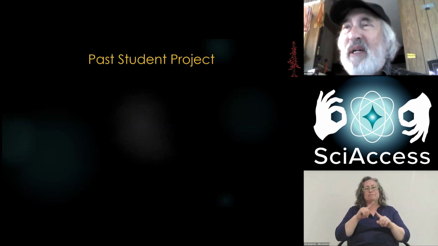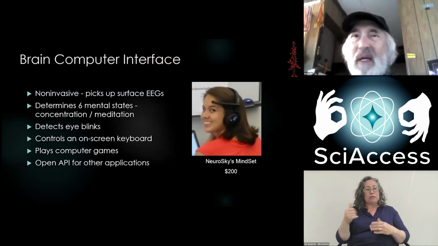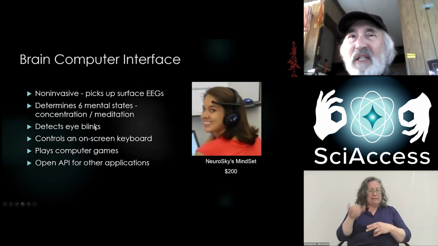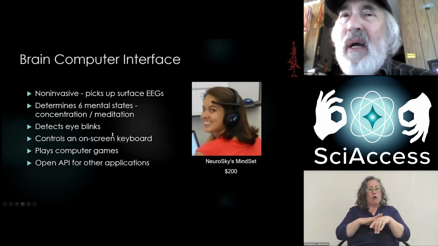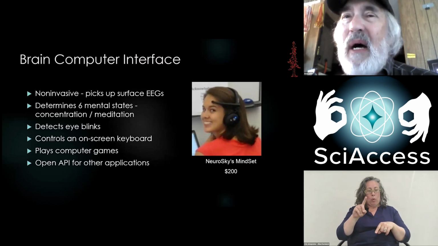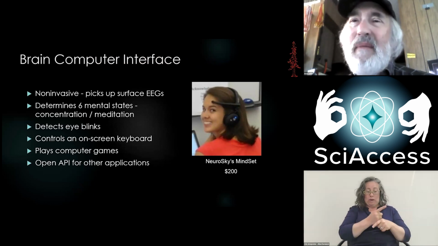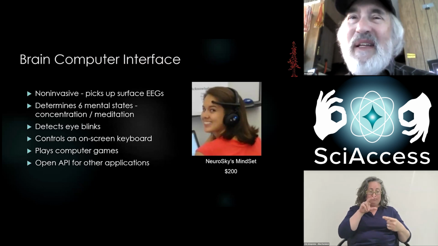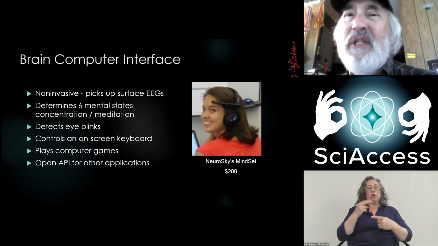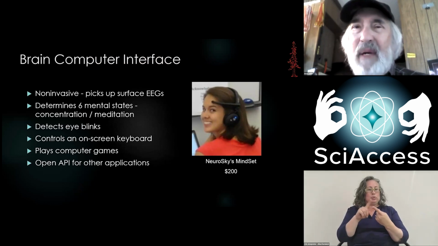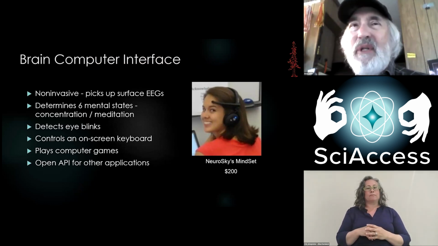And an earlier student project involved brain-computer interface. Here's Gemma using a brain-computer interface that detects blinks, and she set it up to control an on-screen keyboard where the key rows and letter keys are scanned, and when the correct letter is being scanned, the user blinks, and that will select that character to insert that character into an application. That was a few years ago.